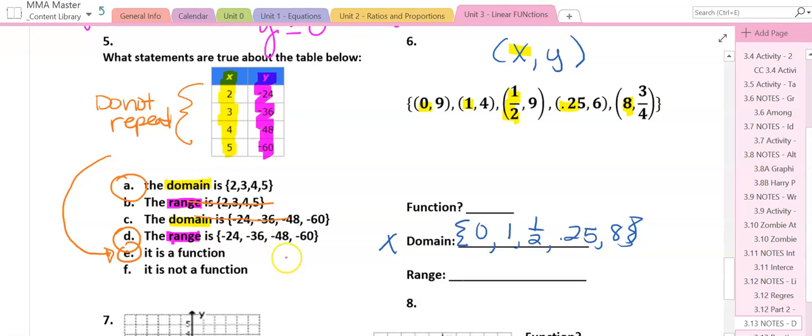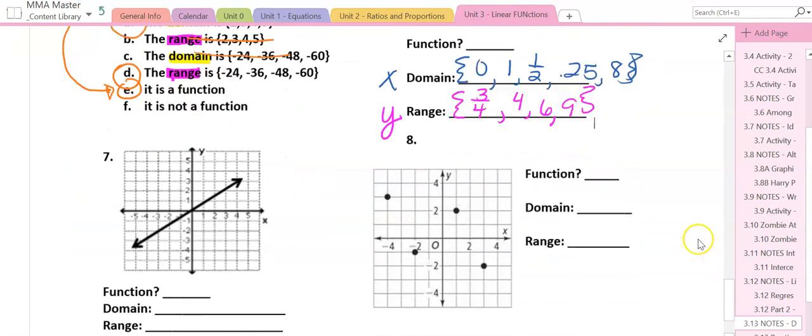Now we're going to go on ahead and do our range. Our range is all of our y values, which is the second number. So I'm going to highlight all of them. If you have a yellow and pink highlighter, this would be a really great time to use it. For this one, I'm going to list it from smallest to largest. As I look at my numbers, I notice that 3/4 is the smallest, followed by 4, 6, and 9. You'll notice I did not repeat 9. You do not repeat the numbers.